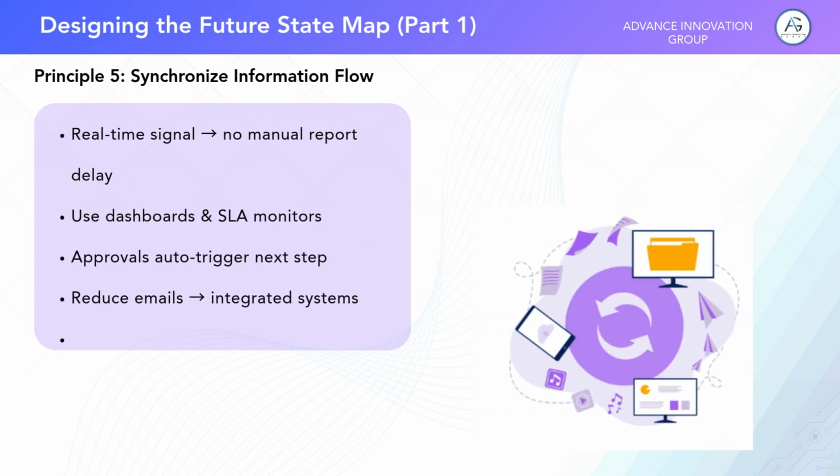The fifth principle is synchronize information flow, ensuring data moves as smoothly as materials. We aim for real-time signals to avoid delays from manual reports. Dashboards and SLA monitors provide instant visibility into performance. Automated approvals should trigger the next step seamlessly. Finally, by integrating systems, we reduce dependency on emails and ensure faster, error-free communication across teams.